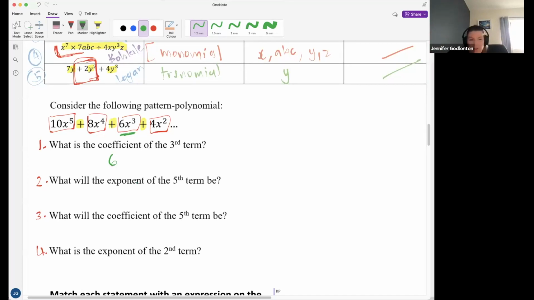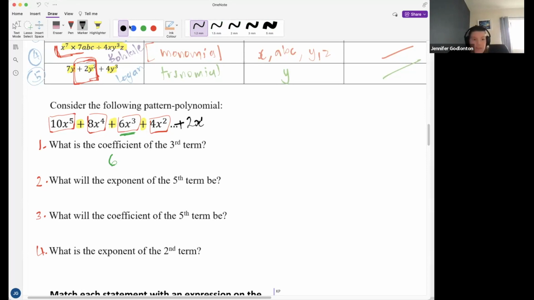Okay, what will the exponent of the 5th term be? So let's have a look. If we look at our coefficients, we're going 10, 8, 6, 4. So it means the next one would be 2. And then we've got x to the 5, x to the 4, x to the 3, x to the 2. So we would have x to the 1. And you can write the 1, or you can just write it as 2x. Both of those are fine.